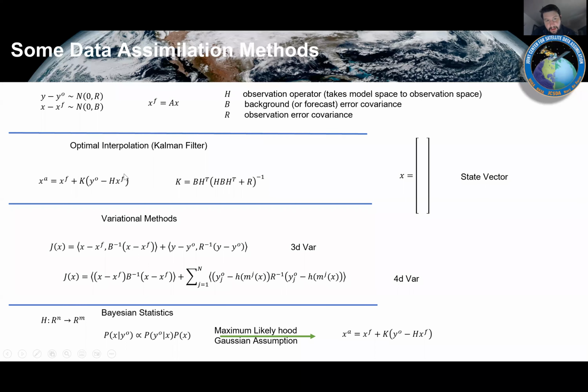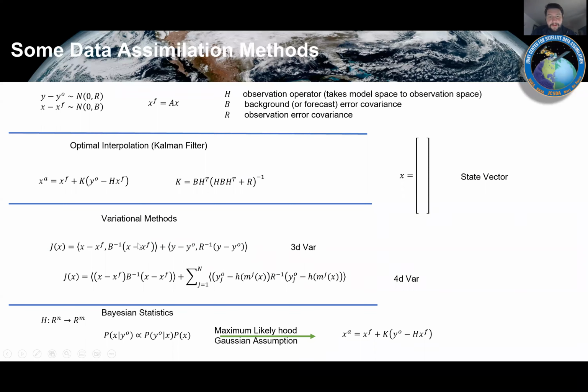So remember, this is taking you to observation space. So this is really the difference in observation space between your model and what's observed, weighted by the Kalman gain, added to your forecast gives you what's called the analysis, your best estimate of the truth. There's a lot of work on trying to estimate these. You can do them with trying to estimate K. You can do it with ensembles, lots of studies, but typically this is a very popular and computationally cheap method to use. There's variational methods.